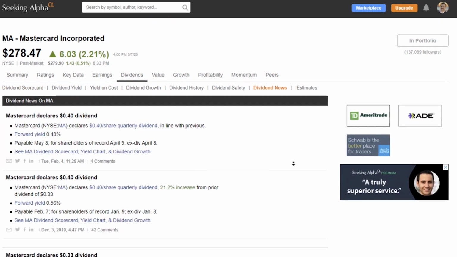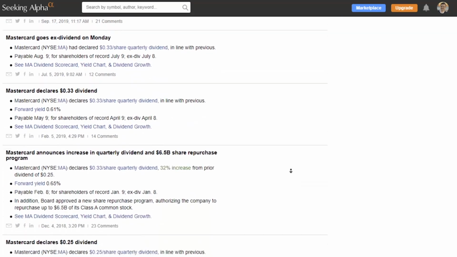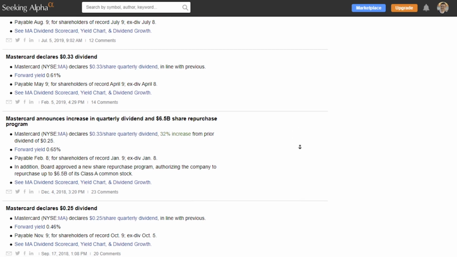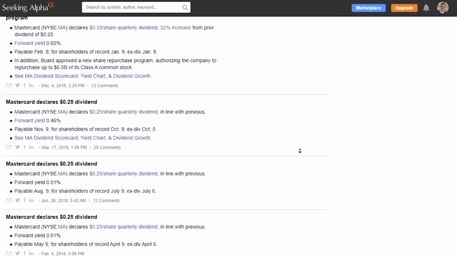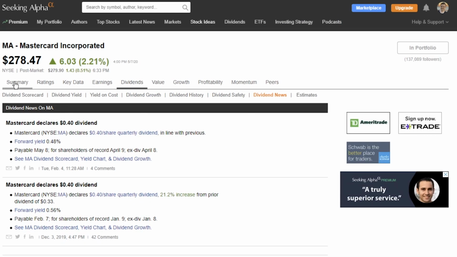So we can go to dividend news and see here. Back in December 2019, they increased their dividend by 21%. So they went from 33 cents to 40 cents. If we scroll further down, it looks like back on December 4th of 2018, they increased their dividend by 32%. So they went from a quarter to 33 cents. So you get an idea of the value of having a company that is increasing their dividend at a high rate year over year, even if their dividend yield is really low across the board.